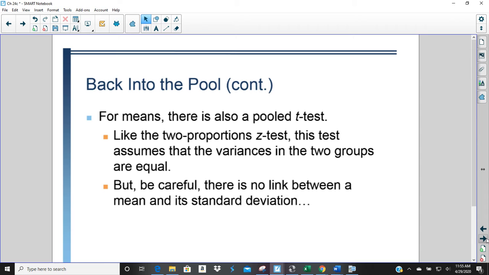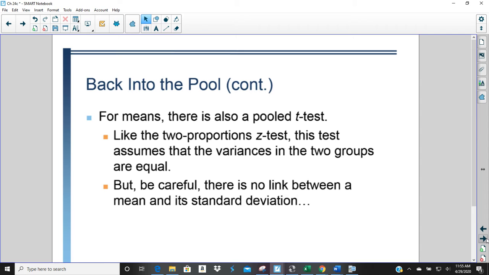For means, there is also a pooled t-test. However, in this class, super important, we are not going to pool. There is no link between the mean and the standard deviation. That would be a great multiple choice question, but of course, we don't have multiple choice.